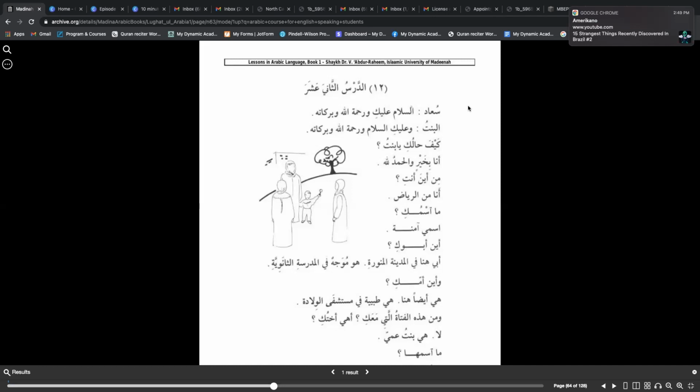Kayfa haluka means how are you or how do you do. Kayfa haluka, and that's to a man. And if you're speaking to a woman, you say kayfa haluki. Ummun is mother. The jama' is ummahat, ummahatun. Wazirun, minister, jama' wuzara'u. Qawiyun is strong. The jama' is aqwiya'u.